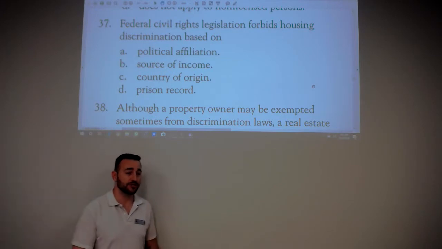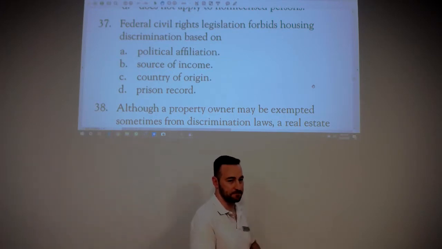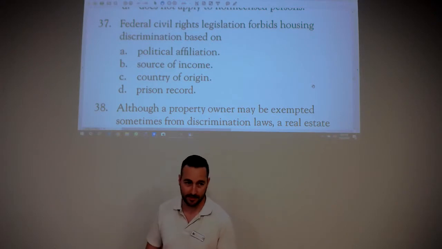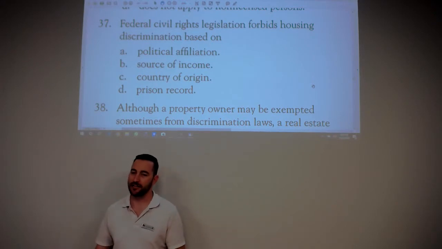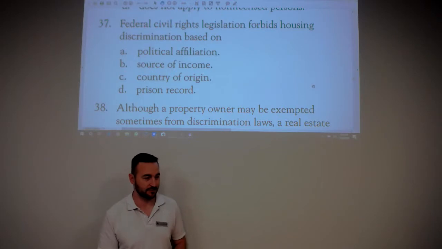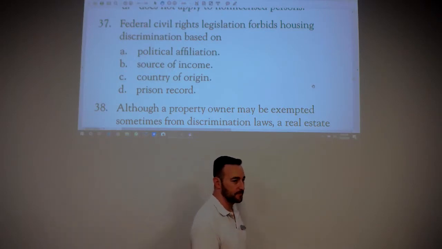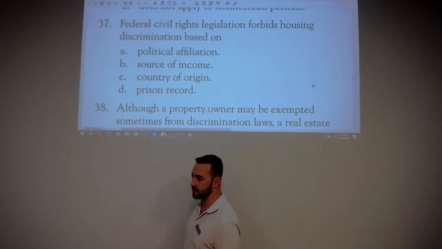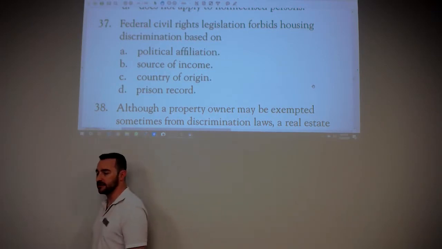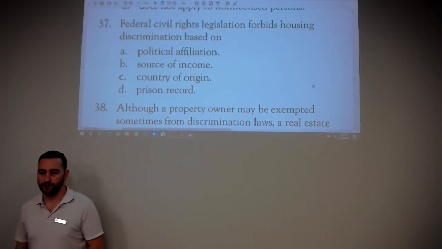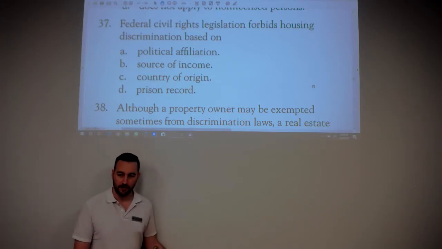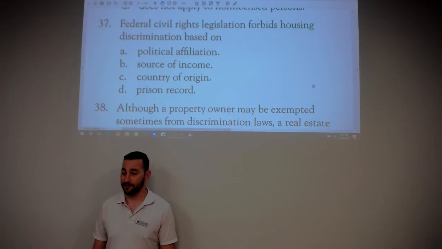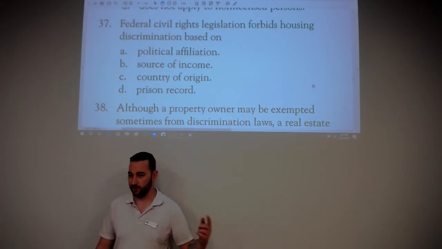But country of origin, 1968. There was an amendment to the 1866 law that added religion and national origin as protected classes. You guys remember that? 1866, race and color. 1968, they added religion and national origin, or country of origin. It took 102 years for that. It took that long, yeah. But it took way more to get the first one.